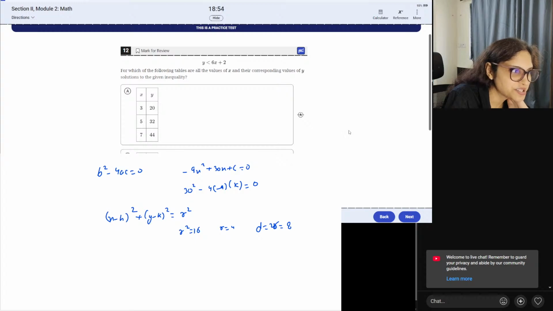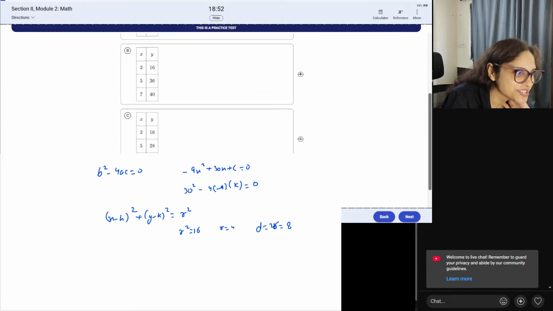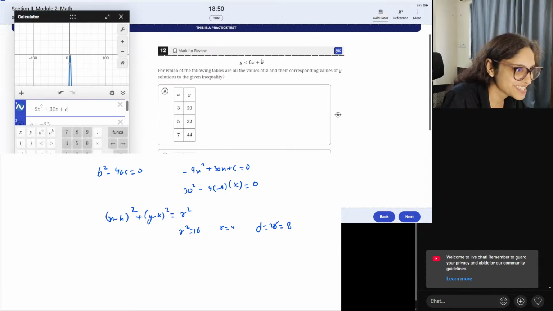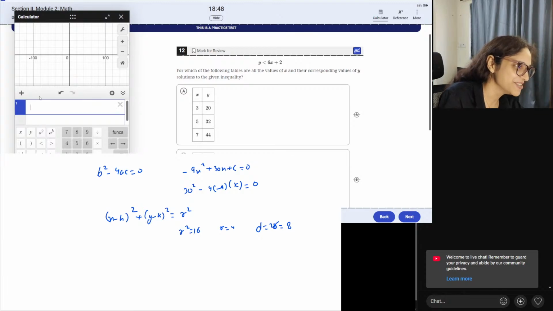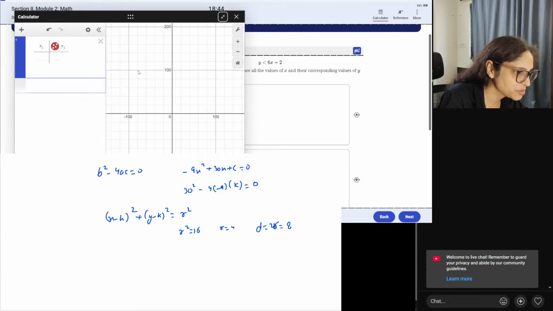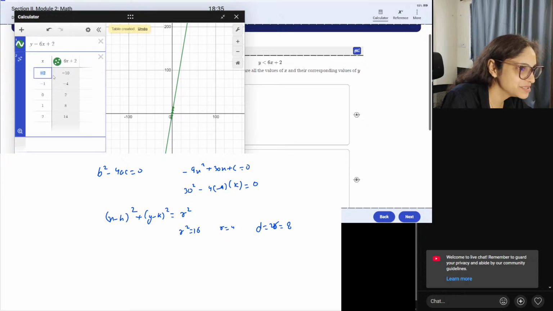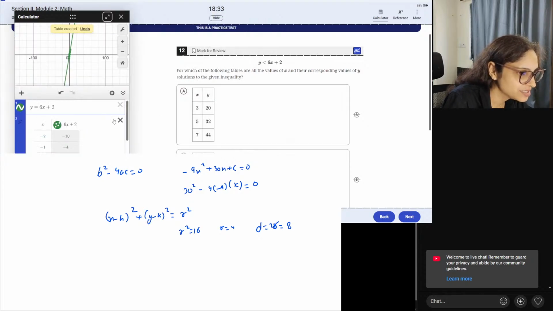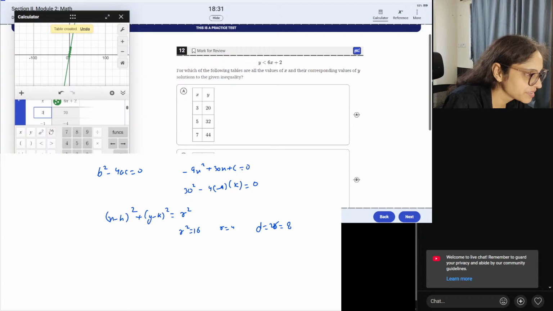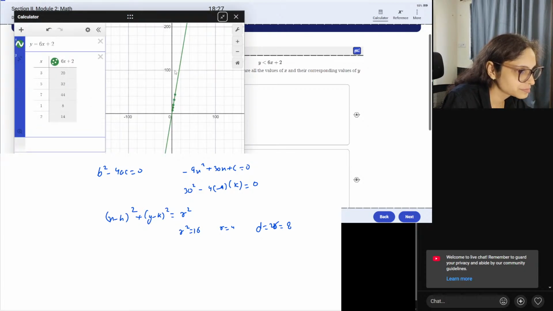y is less than 6x plus 2. I've already shown you how to do this one. Just go to Desmos. For this, I love Desmos. Instead of a table, first we'll write the equation. Instead of less than, I will write y is equal to 6x plus 2. Edit list, create table, and the values are 3, 5, and 7. So put 3, 5, 7.